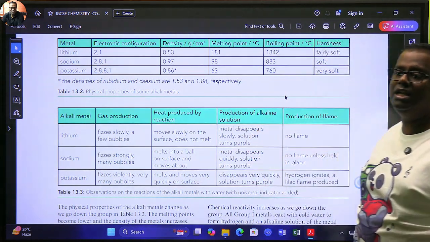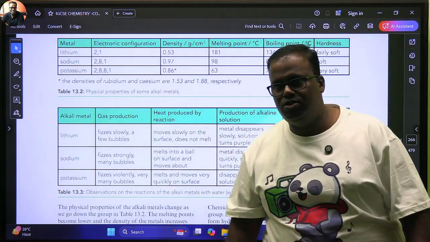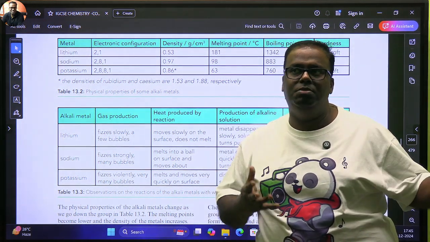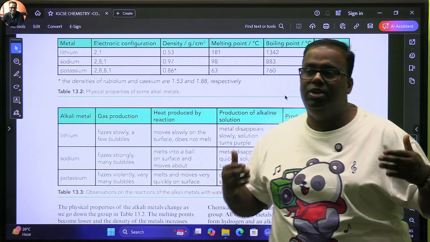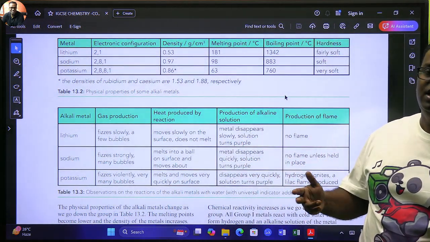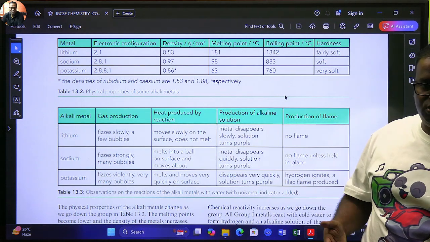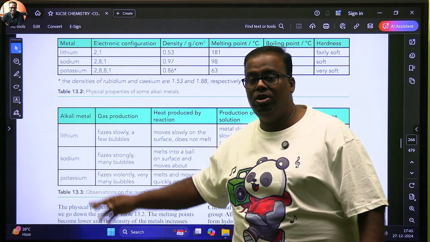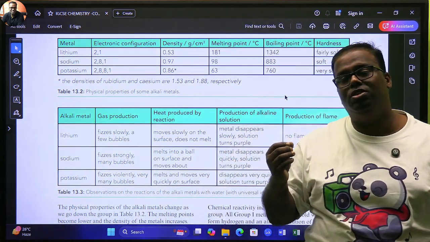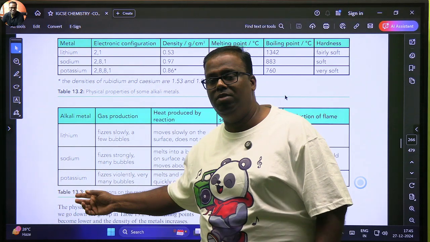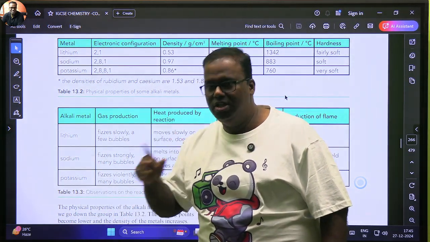Production of alkaline solution. What do you mean by alkaline solution? When you create the oxide of a metal, metal oxides are basic. When they react with water, they always form hydroxides. If these hydroxides are water soluble, then we call them an alkali. Sodium will always create a beautiful alkali called sodium hydroxide. It's called the king of bases. Equally, potassium will create potassium hydroxide, NaOH, KOH.